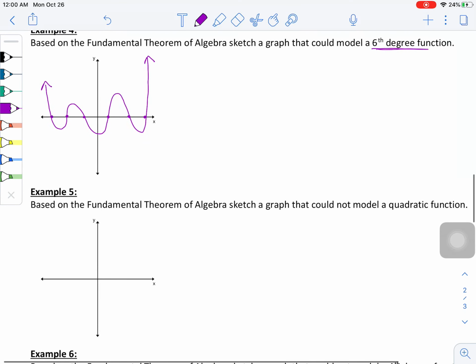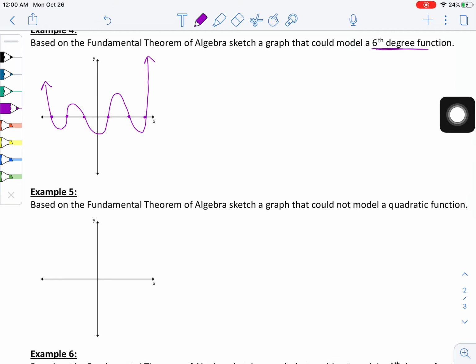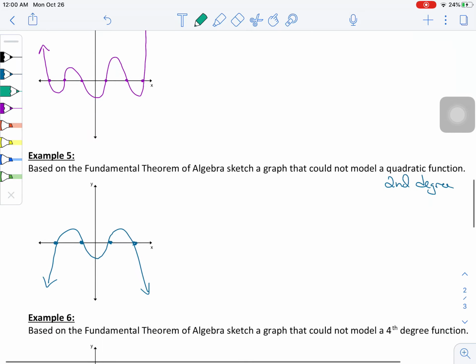Based on the fundamental theorem of algebra, sketch a graph that could not model a quadratic function. Okay, so a quadratic function we know is second degree. If it's second degree, it has to have exactly 2 zeros. If you graph anything that has more than 2 zeros, it wouldn't model a quadratic. So let's say I draw something that has 4 zeros. Definitely not a quadratic.